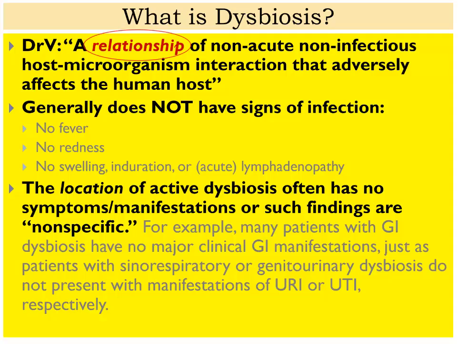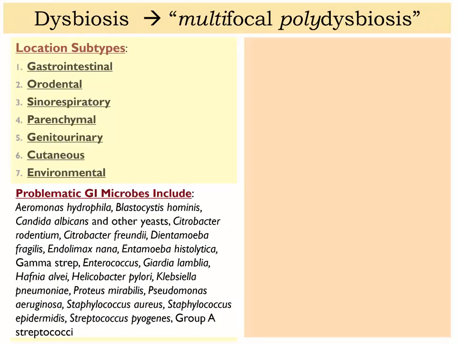So here's the way that I used to look at it, and I still look at it this way even though I've expanded this concept quite a bit. When we talk about dysbiosis, we have to appreciate that dysbiosis can occur in several different locations. Gastrointestinal tract, of course, is the prototype because that's where 95% of our bacteria are.